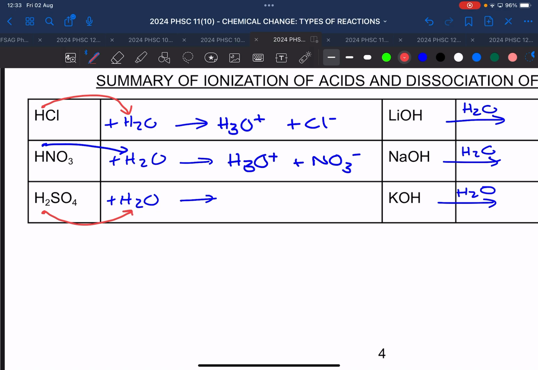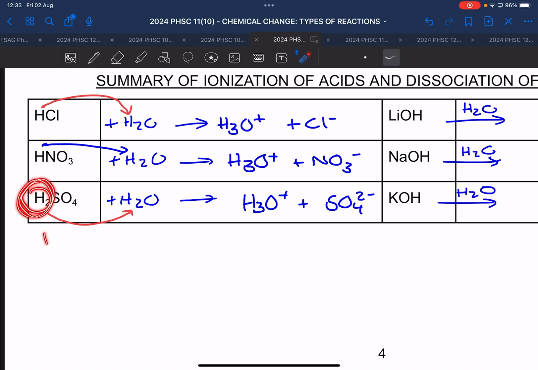But you do not get something like H4O2 plus. That does not exist, okay? It still forms hydronium ion, and I'm going to explain what else will form in a moment, and the sulfate polyatomic ion. But it's giving away two hydrogens and must go somewhere.